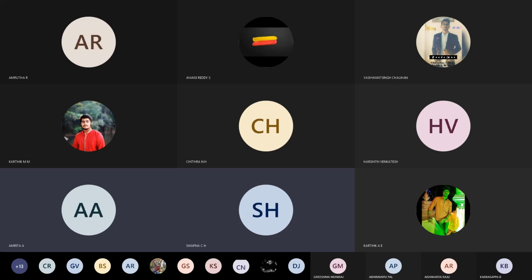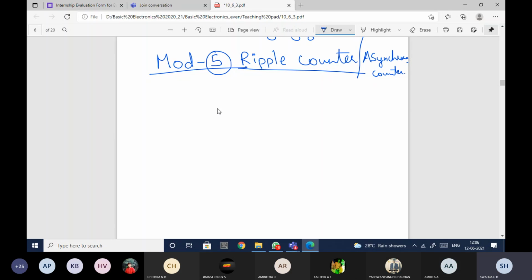5 states it has to count. So how many bits are required? 5 states in the sense, yeah, correct.